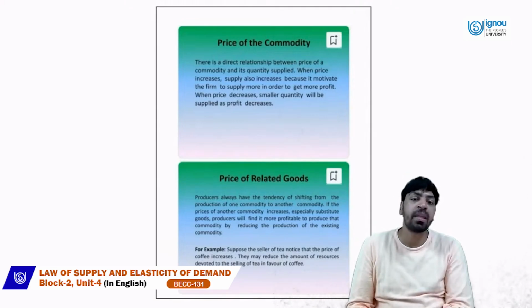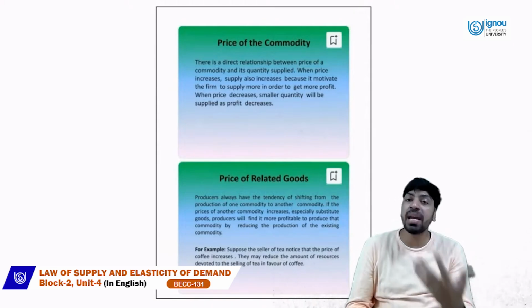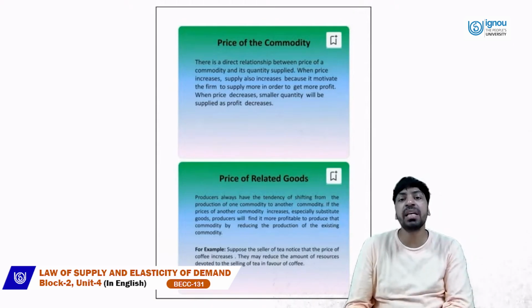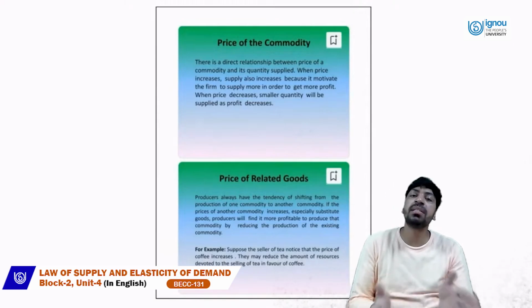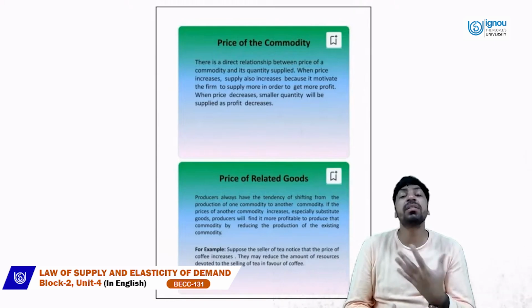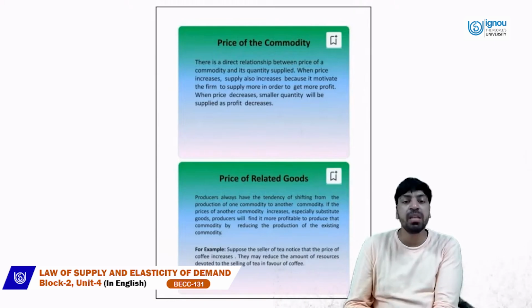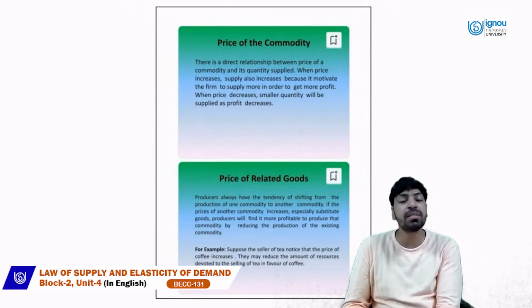and vice versa. As the price increases, the supply would increase. That's the concept of the price of a commodity, which is one of the determinants of supply. The next factor of supply is the price of related goods.